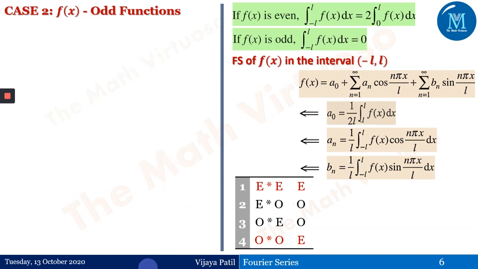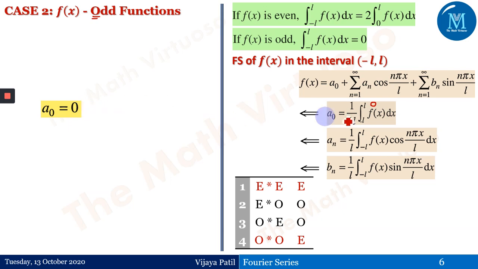Okay. Case 2 is odd functions. I have already explained this particular thing in the previous slide. So let me just take f as an odd function. If f is odd, then the integral from minus L to L of f of x dx becomes 0. Therefore we are going to get a0 equals 0.